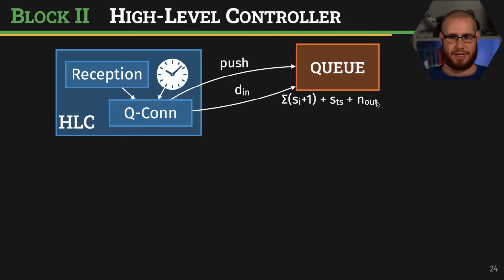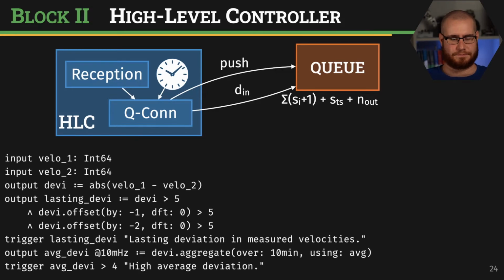So to understand this encoding in detail, let's have a running example here. And this is a mild variation of a specification I showed you before. Here we again have two input streams, velocity 1, velocity 2. We compute a deviation of them, and we compute whether this is a lasting deviation by checking 3 consecutive values of the deviation stream, and decide whether they all exceed a certain threshold. We have a trigger if this is the case, and we have an output that computes the average deviation with a sliding window over 10 minutes, and the trigger checks whether this value exceeds another threshold.